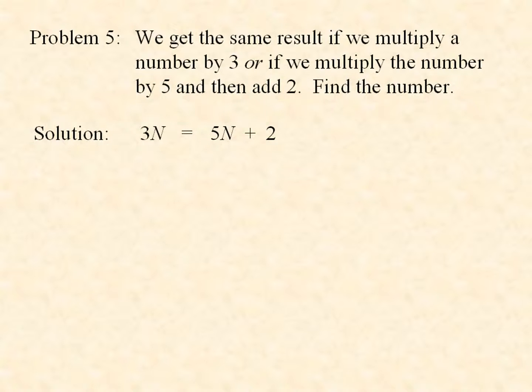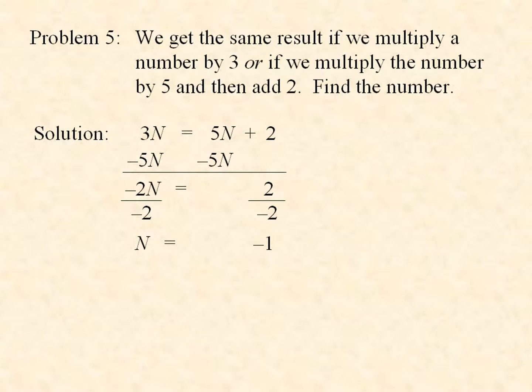n is on both sides. Let's get rid of the 5n on the right. We'll add negative 5n to both sides. That gives us negative 2n equals 2. Divide by negative 2, and we have n is negative 1.